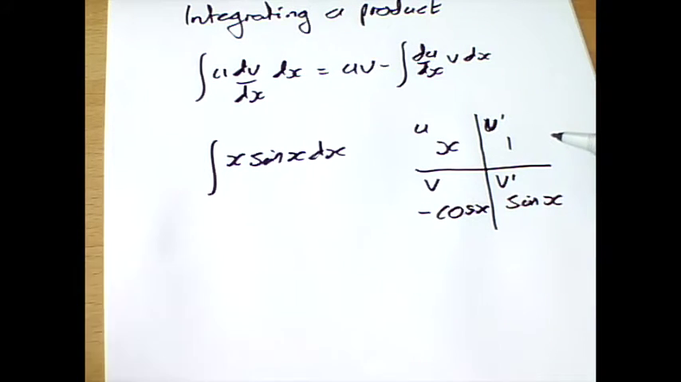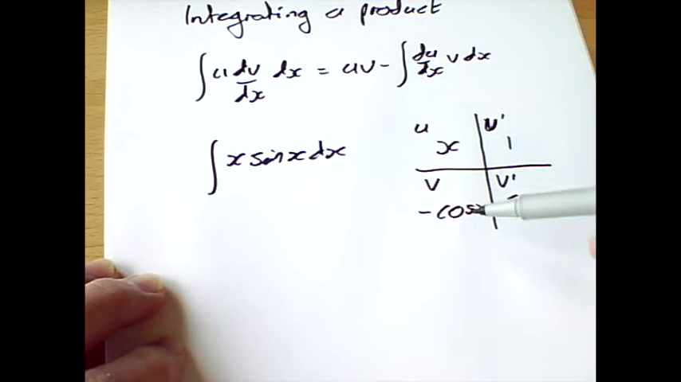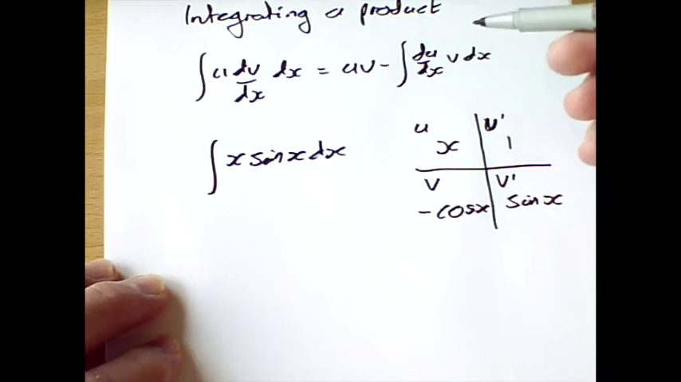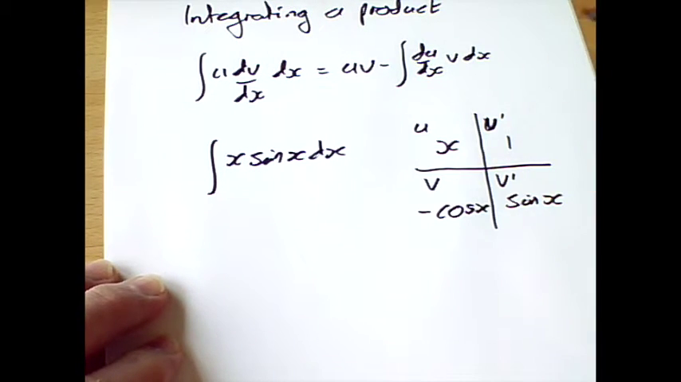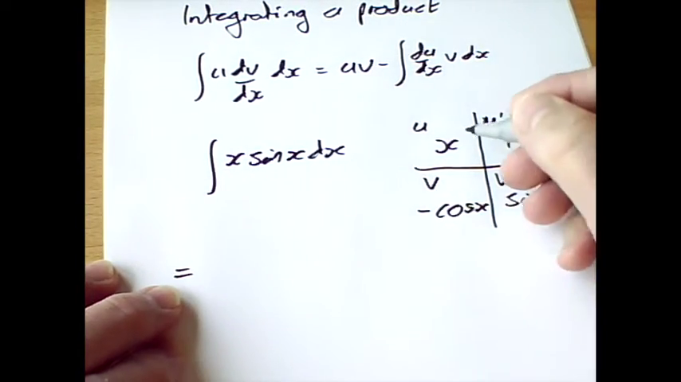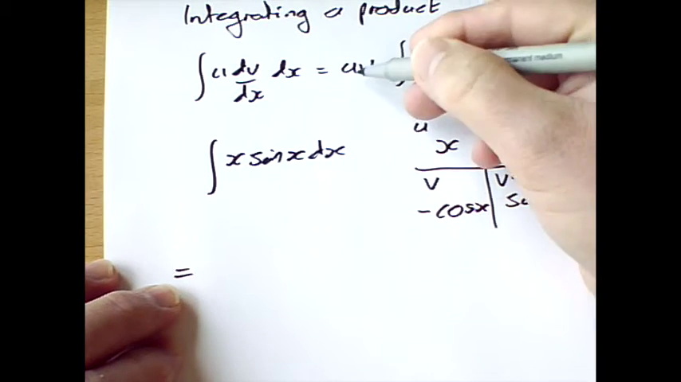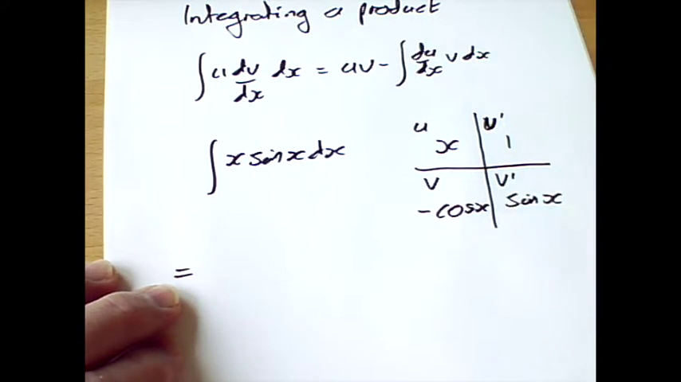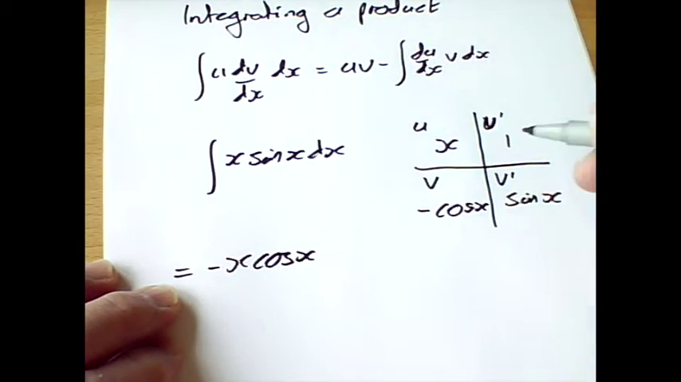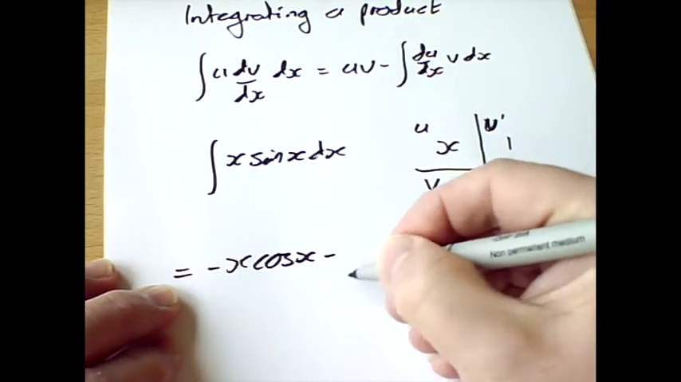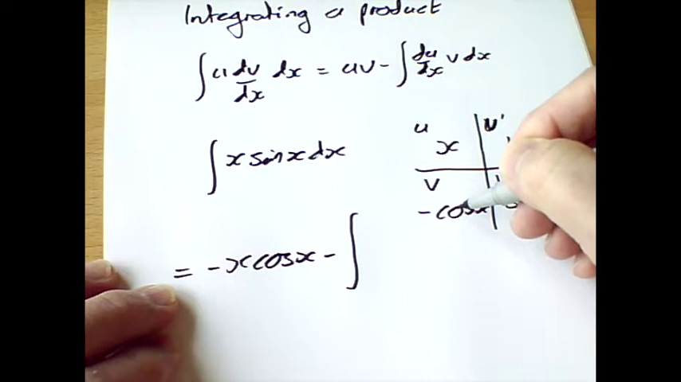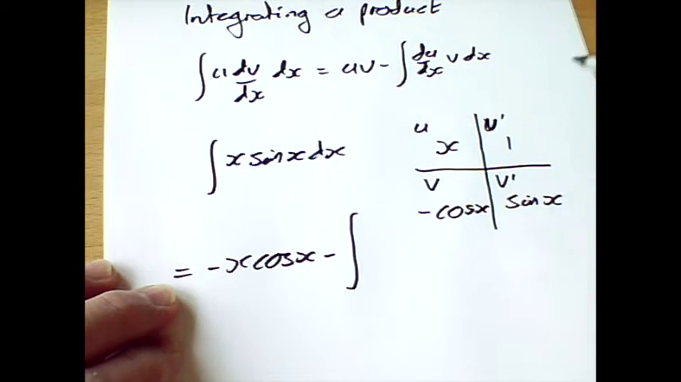Now that I've made my grid, I always just remember this using almost like muscle memory, but you can use the formula as well, and the formula is in the formula book during the exam. So my integral here is going to be changed to uv, so x times minus cos x, which I'm going to write as minus x cos x, minus the integral of that diagonal. So I always remember it, that's the left hand side minus the leading diagonal there.